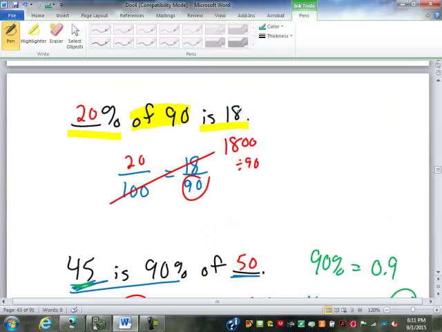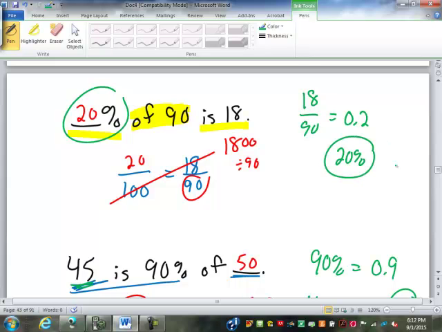In fact, there's a third type, which is this one, where we're looking for the percent. To use the rate method, this would be 18 divided by 90 is 0.2. Then we'd move the decimal at the end to get 20%. Now, if that is the way you were taught and you like doing it and you're good at it, that's fine. Keep using it.